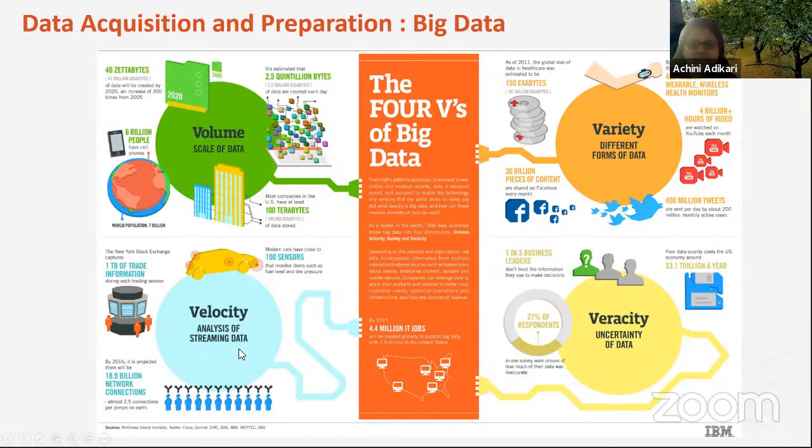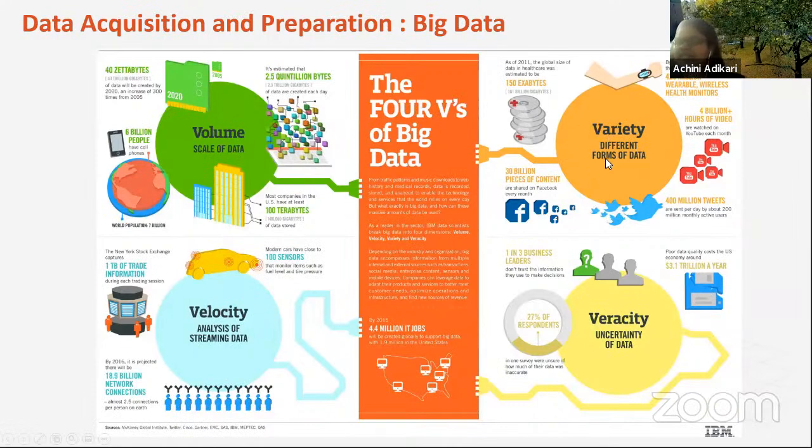And the other one is velocity. If you take social media or traffic data, within a second, billions of data are generated. Okay? So we need to consider these attributes whenever we design a data analytics solution. We need to be mindful about the volume and the velocity of data.